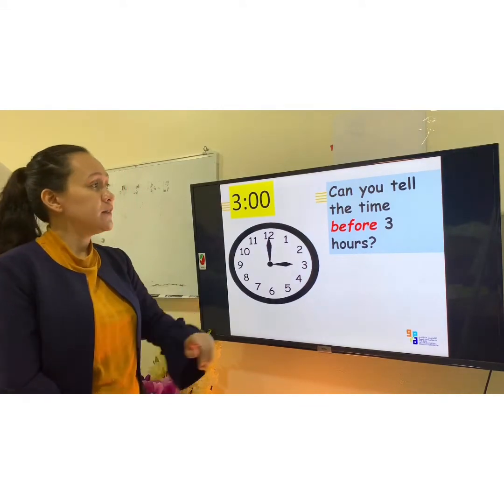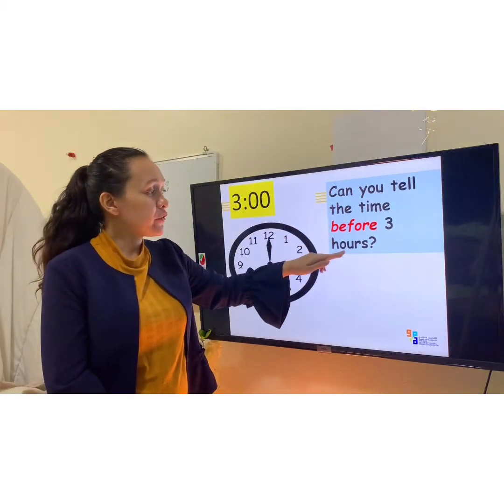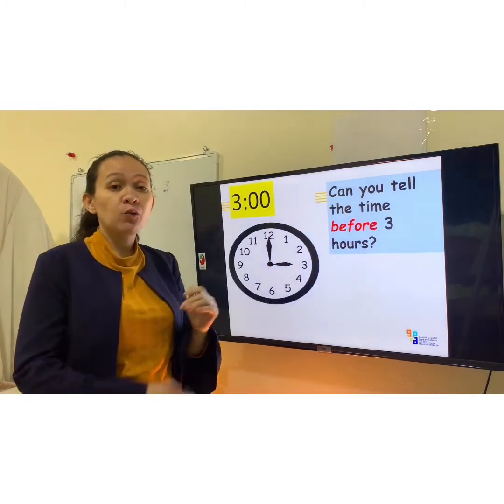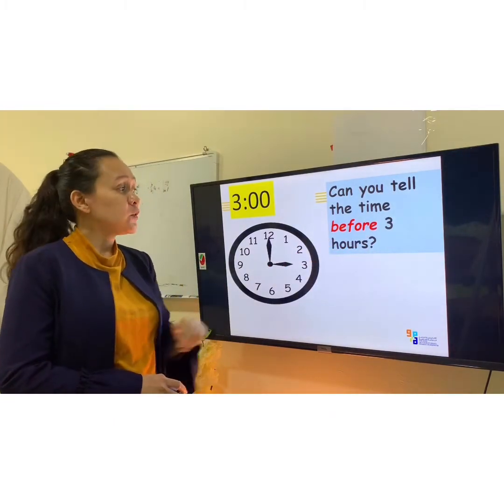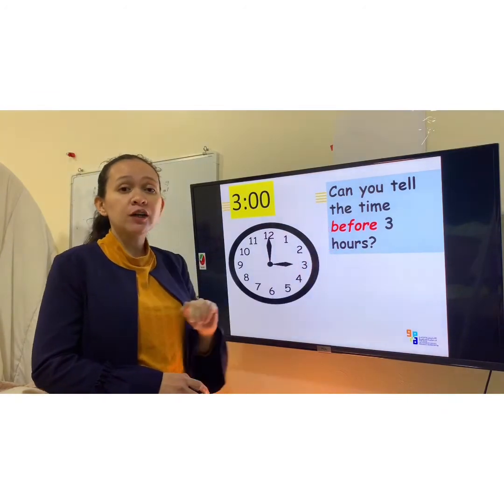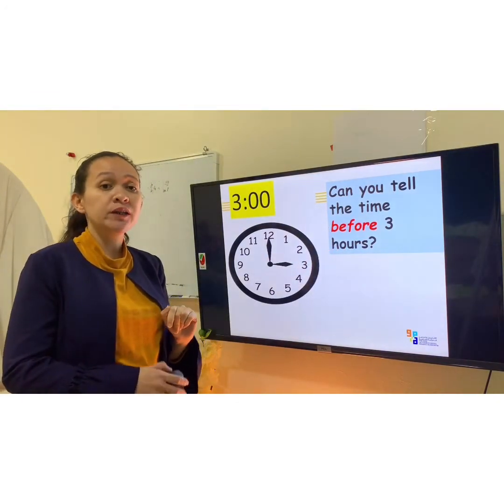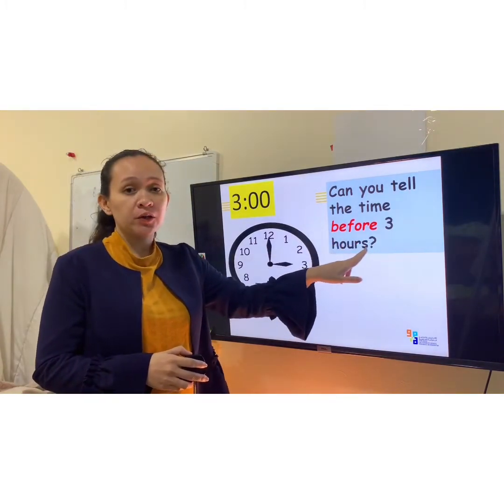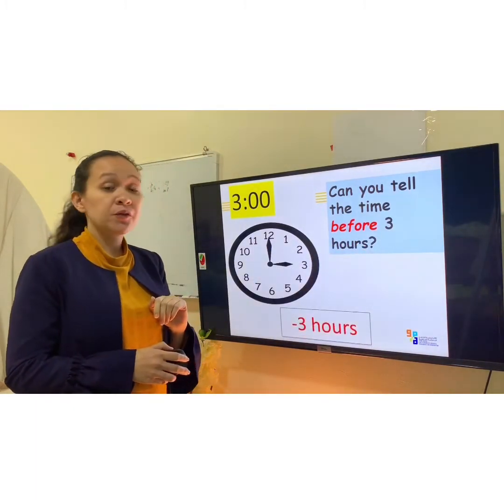The question is, can you tell the time before 3 hours? The word is before. So what are we going to do? If you can see the word before, you are going to minus, or you are going to count back. Since it is before 3 hours, you are going to minus 3.